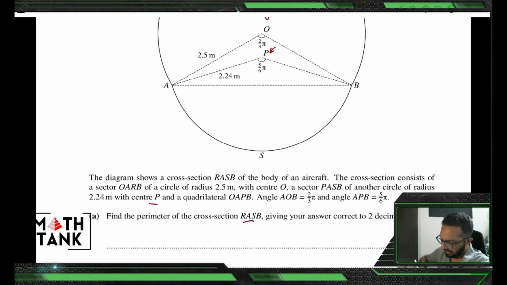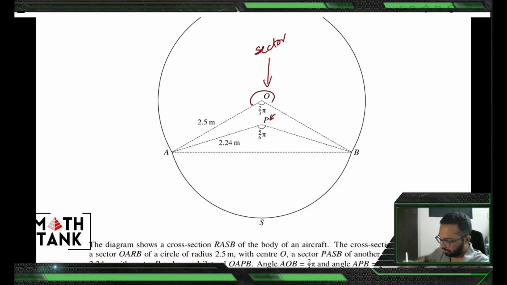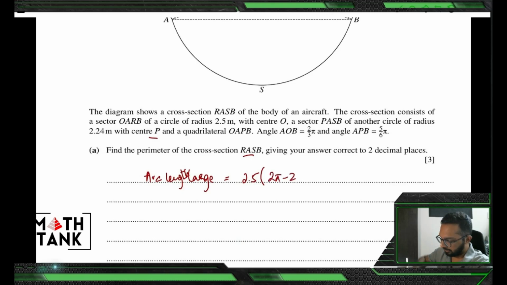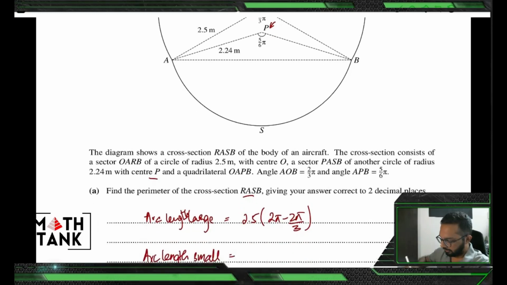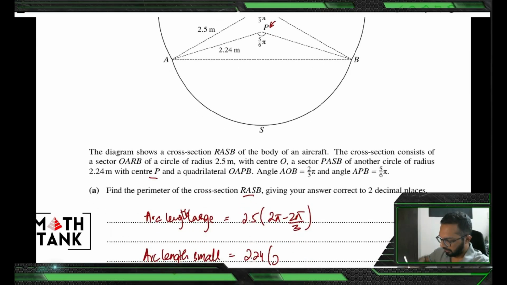So I'm going to say that the arc length, large, would be r theta. Theta in that case would be 2 pi minus 2 pi over 3, and the arc length, small, would be 2.4 into 5 pi over 6. That's the angle.